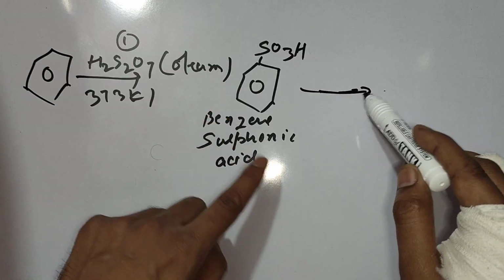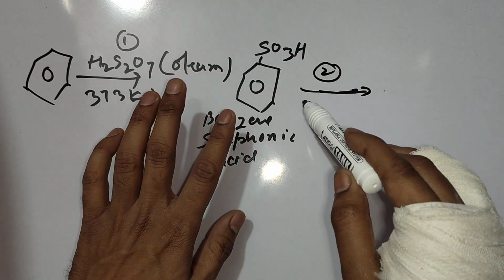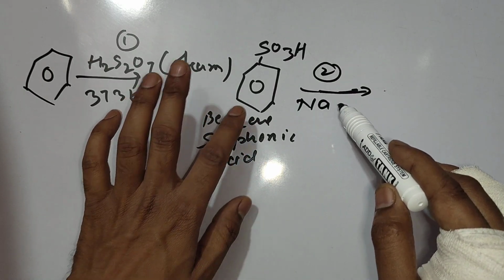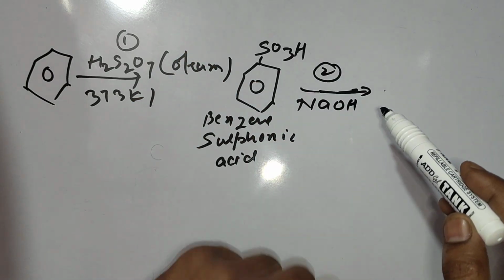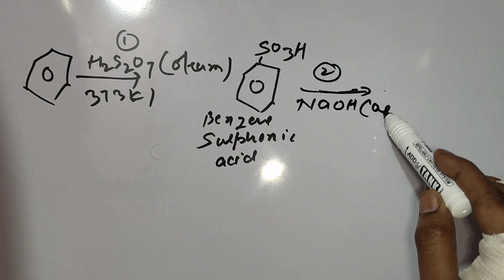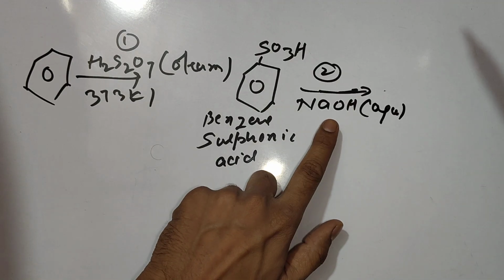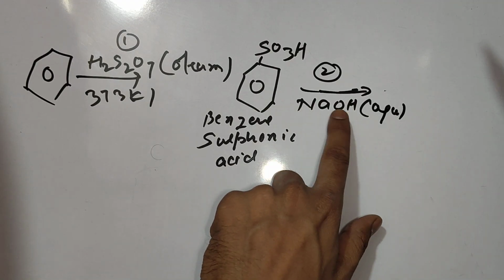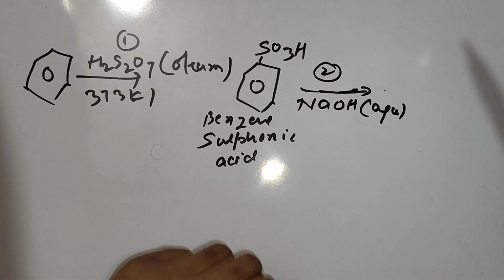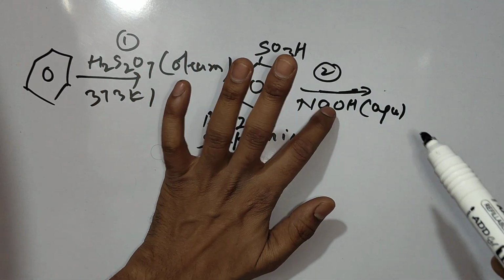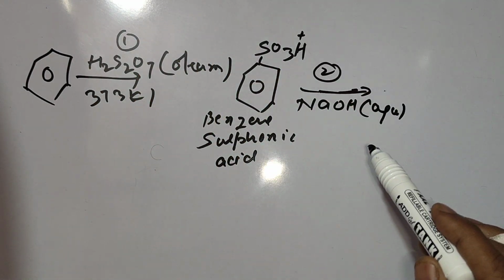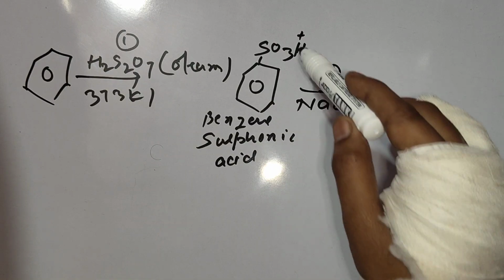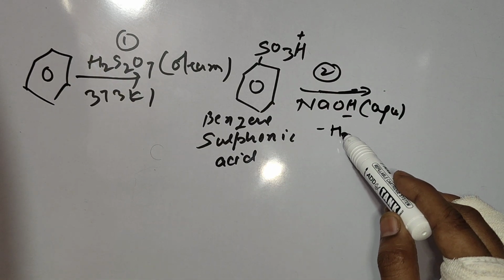Secondly, you have to mix it in a base. Which base? Sodium hydroxide aqua. Aqua means sodium hydroxide pellets are dissolved in water. That solution you have to add to benzene sulfonic acid. So it is an acid, it is a base, a very common reaction we know. Acid will provide H positive, base is going to provide OH negative. They will combine to release H2O.